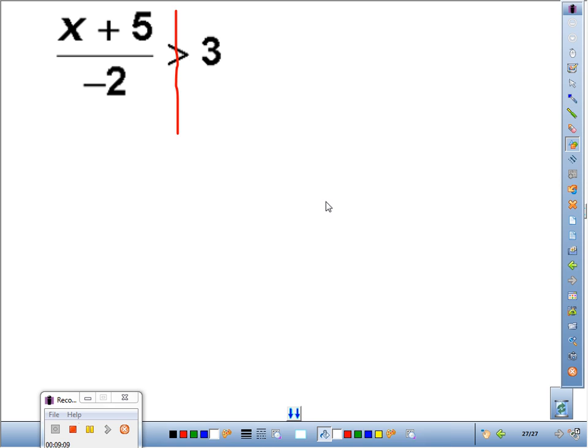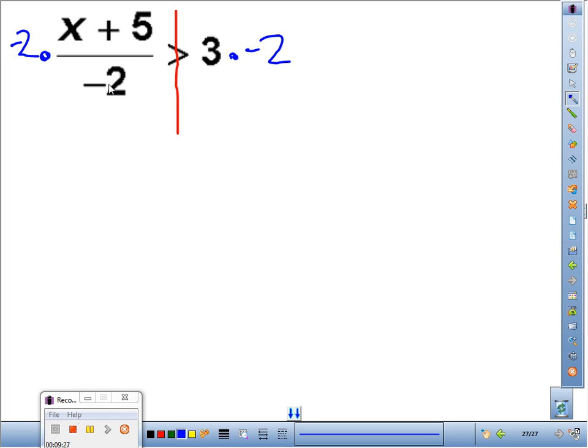Remember this? Let me refresh your memory. Everybody look up. We know how to solve these kind. But what's in the way, the negative 2? How do we get rid of the negative 2? Multiply times negative 2. No. Multiply times negative 2, we're left with x plus 5.